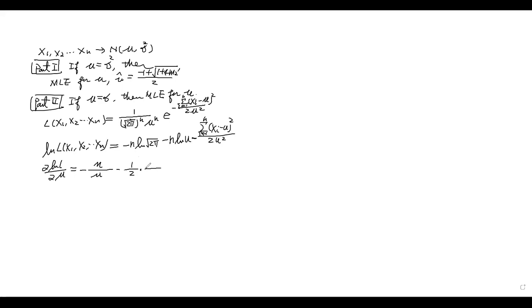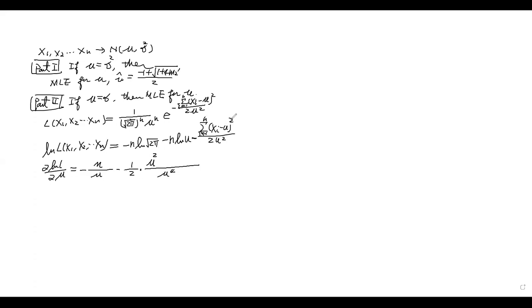I need to use the quotient rule, right? So with the quotient rule, this would be mu to the fourth. You square the bottom, then you hold the bottom, so it would be mu squared. Then take the derivative of the top here.